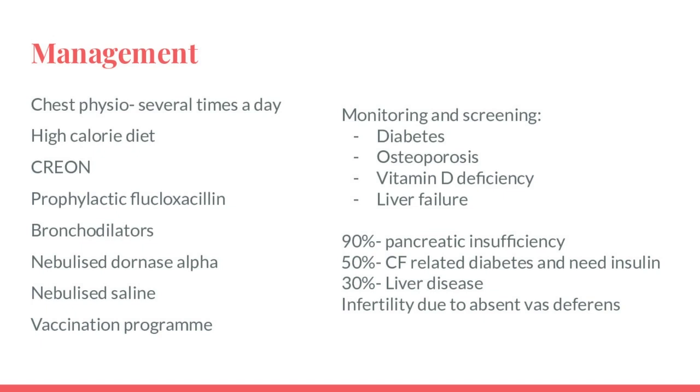So 90% of CF patients will have pancreatic insufficiency. 50% will have CF-related diabetes and need insulin. 30% liver disease. And then the absent vas deferens causes infertility.